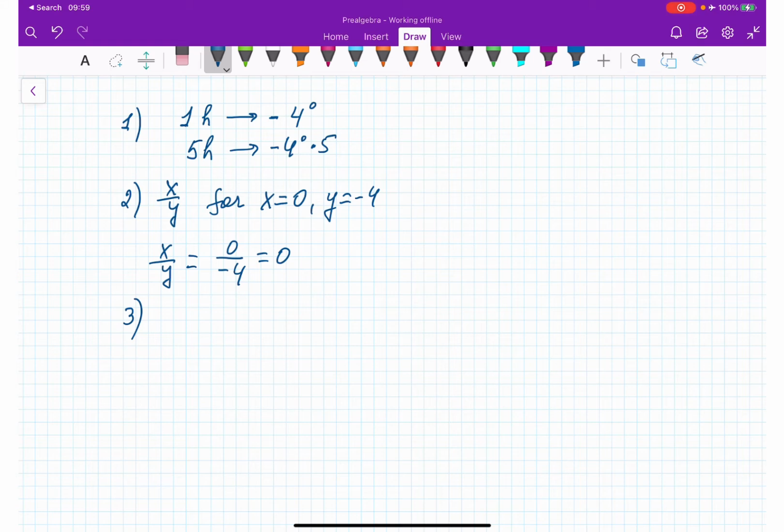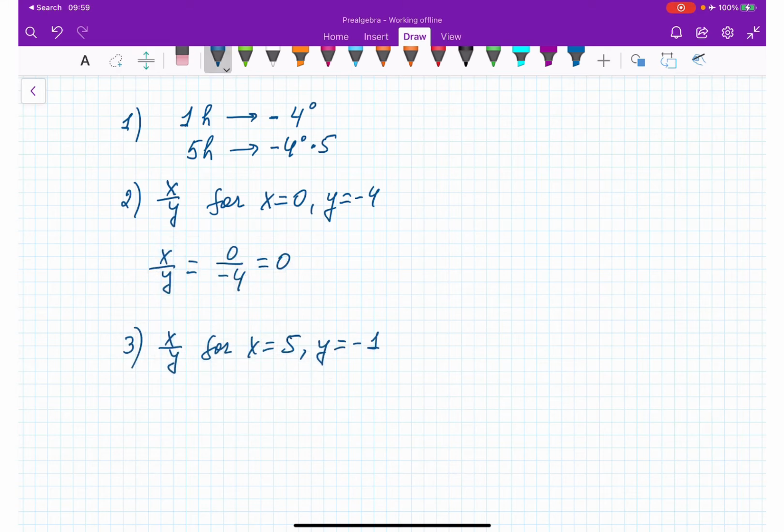Next, question number 3. Okay, evaluate x over y. X is equal to 5, y is equal to negative 1. All right, x over y is equal to 5 over negative 1. It's going to be negative 5.